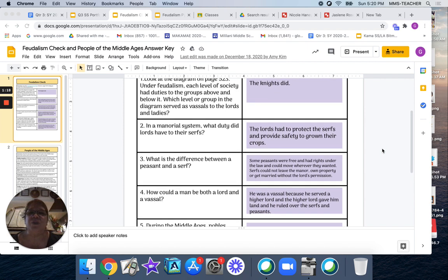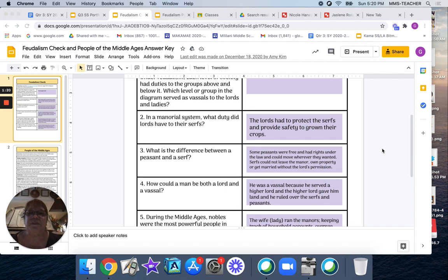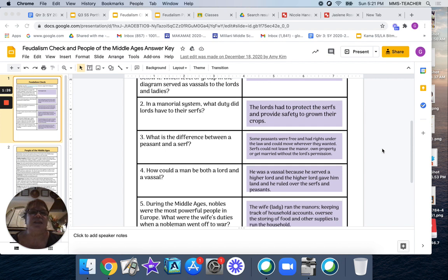Okay, question number 3. What is the difference between a peasant and a serf? Some peasants were free and had rights under the law and could move wherever they wanted. Serfs could not leave the manor, own property, or get married without the lord's permission.